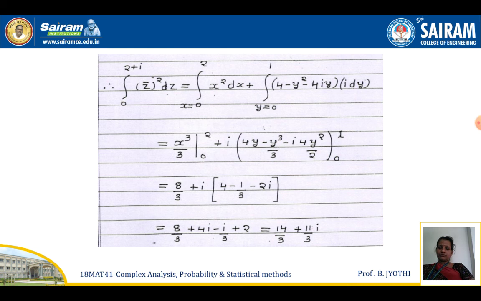2. Now all this we have to simplify by adding all the real parts and then the imaginary parts. When we add the real parts, it is 8 plus 6, that is 14 by 3, and here we will be getting for the imaginary part 12i minus i, that is 11i by 3. So the real part is this and then the imaginary part. So 14 by 3 plus 11 by 3 i, this is the value of the integral.